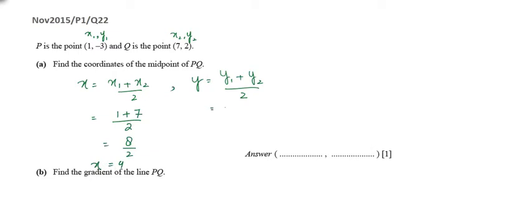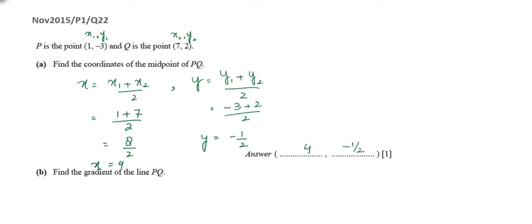Now to find y, it's minus 3 plus 2, upon 2. So when we add them, it will be minus 1 upon 2. So y is minus 1 upon 2. So the value of x is 4 and the value of y is minus 1 upon 2.